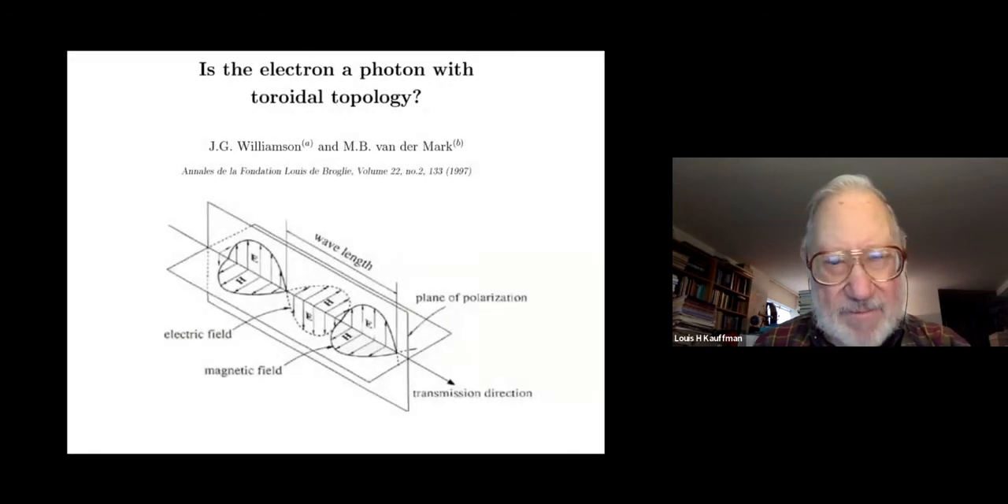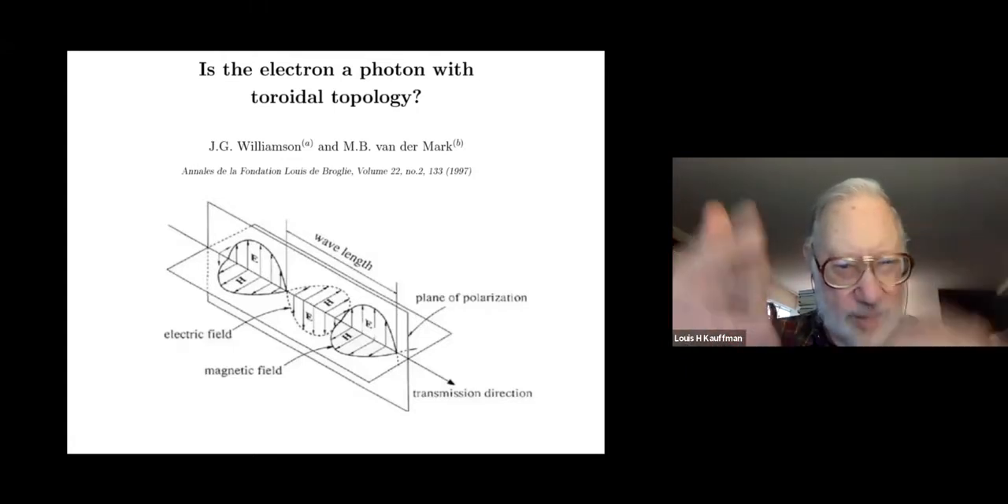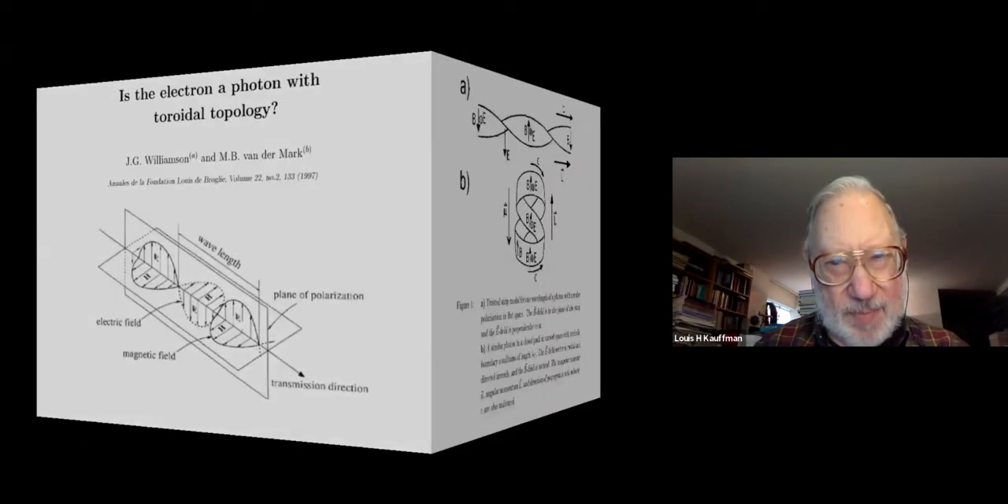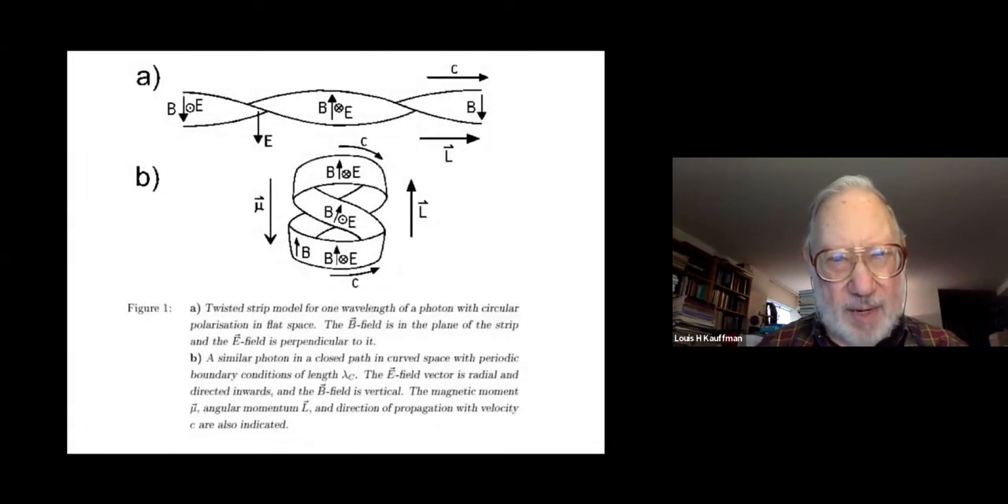Okay. And now we get to a more theoretical idea. John Williamson has written some papers where he suggests that you could take the electromagnetic field, which kind of looks like a twisted ribbon in the form of its E and H parts, and wind it around itself into a closed loop, and that ought to be an electron or a photon.